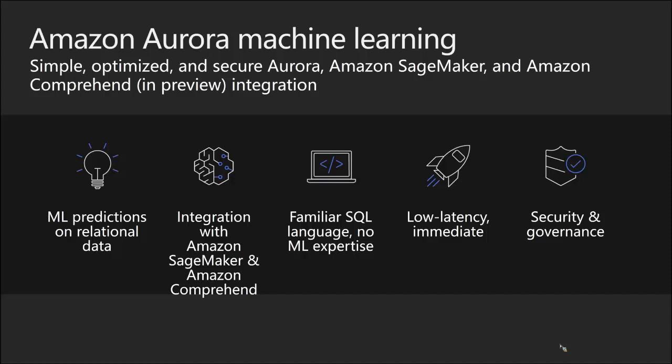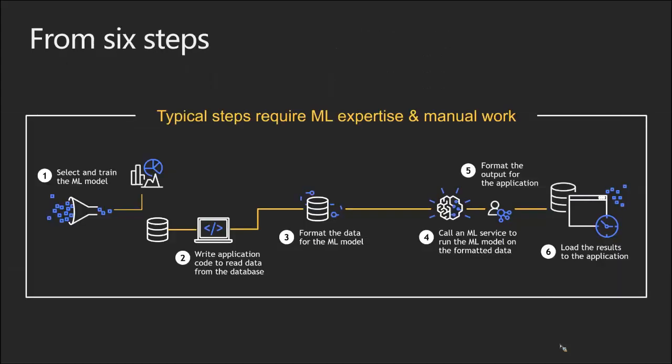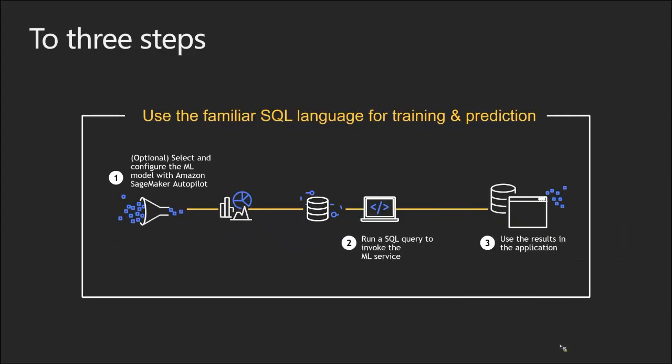And the security and governance, since it's Aurora, it's basically still being done by your database, and you don't need to run it externally. So let's look at how the steps would be collapsed. So if we had 6 steps in the original scenario, we can cut that down to around 3 steps, where the first step would, again, be training the model.